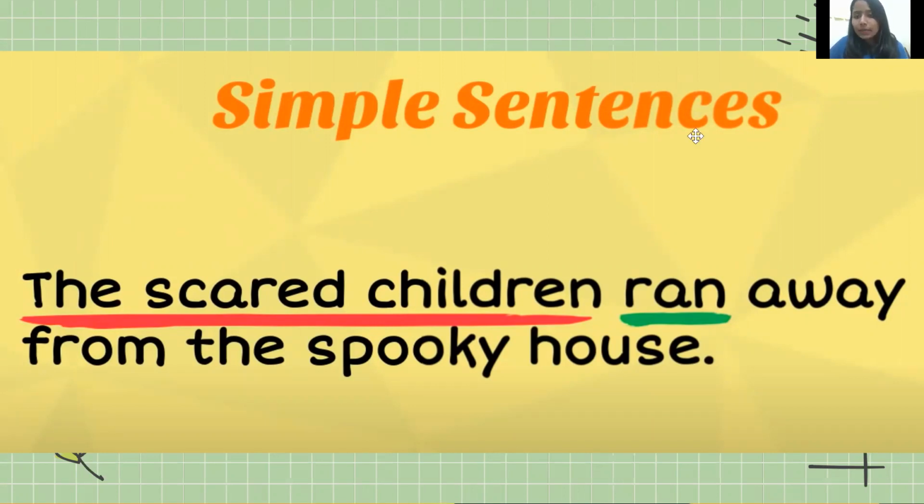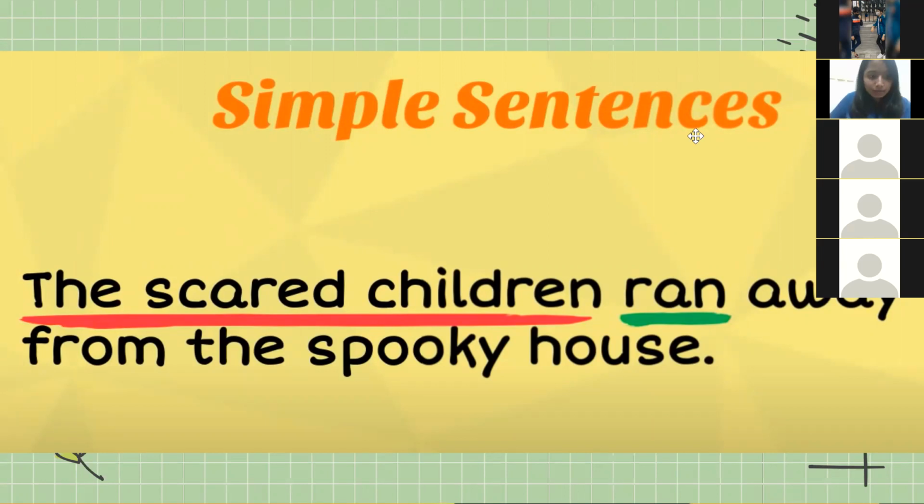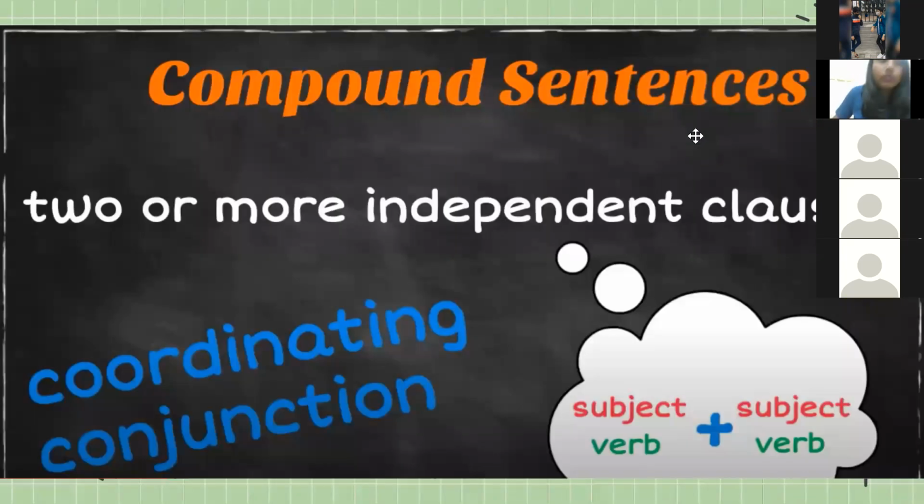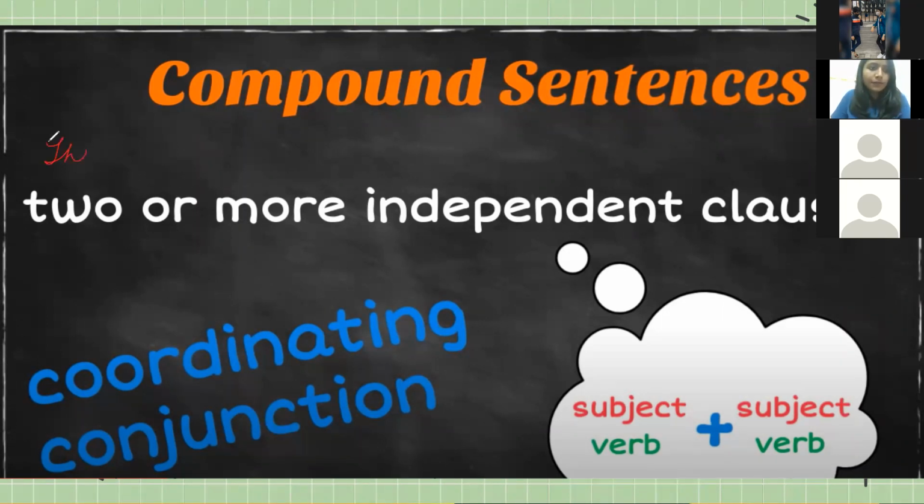You all know what dependent and independent clause is, right? You already know that. This is going to be easy. In a compound sentence, there are two or more independent clauses. Okay. For example, let's take the same example. The girl jumped and she hopped.